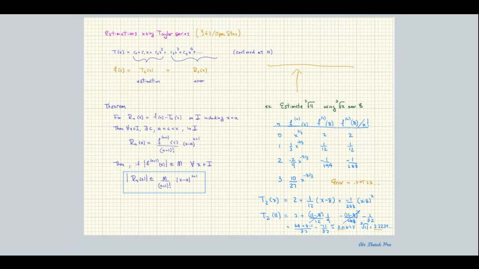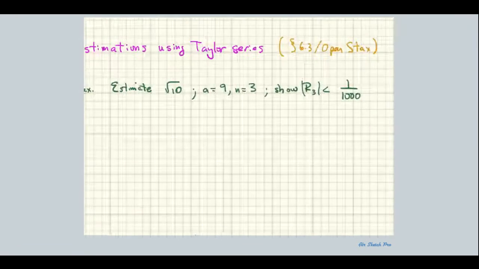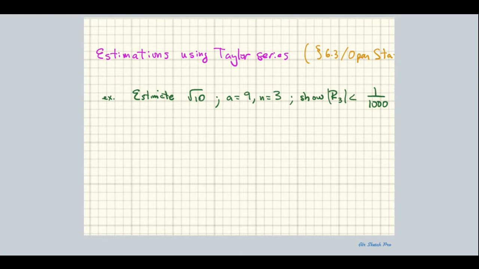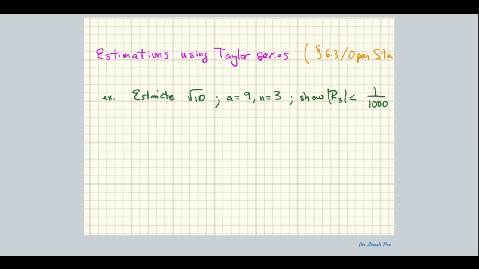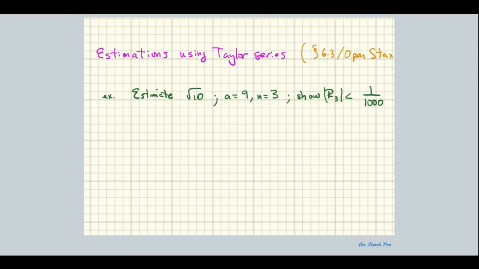Pretty cool, huh? Okay, so let's just go to a different example. This time I'm going to do the square root of 10. We're going to try to estimate the square root of 10, and this is going to go on for a while. I'm going to approximate this at a equals 9, and I want to take it up to the third order approximation, and then I want to show that approximation is less than 1 over 1,000.